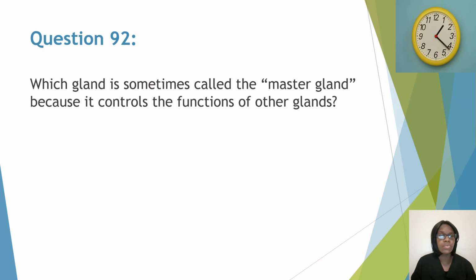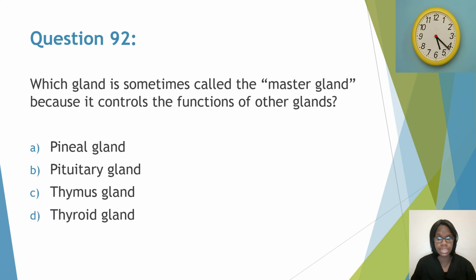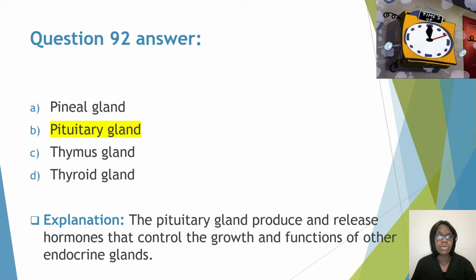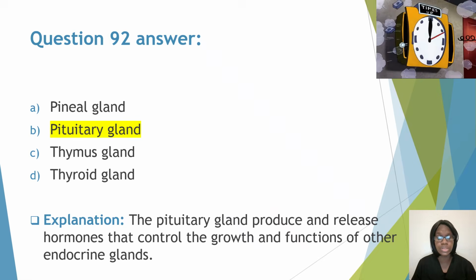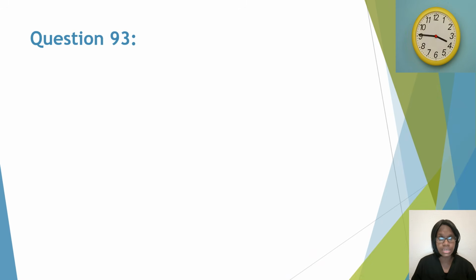Question 92. Which gland is sometimes called the master gland because it controls the functions of other glands? A, pineal gland, B, pituitary gland, C, thymus gland, D, thyroid gland. All right, the correct answer is B, pituitary gland, which produces and releases hormones that control the growth and functions of other endocrine glands.